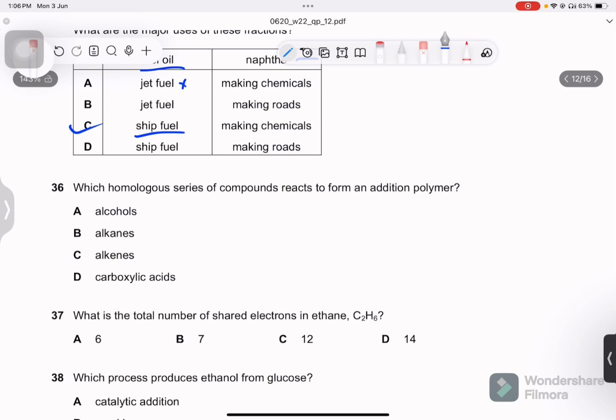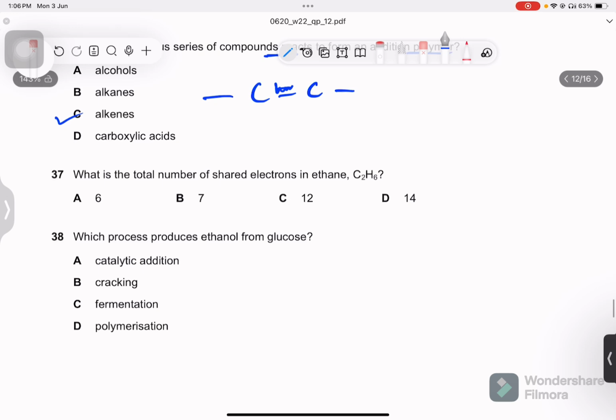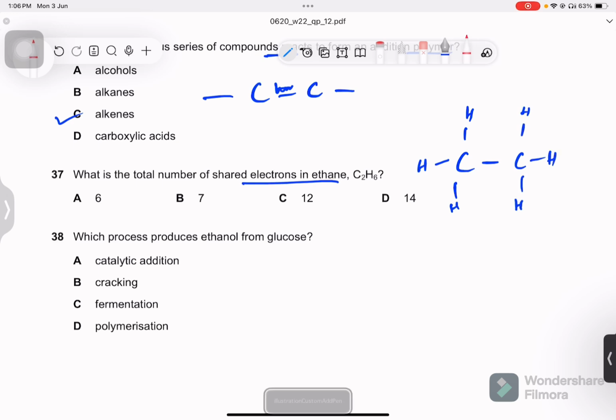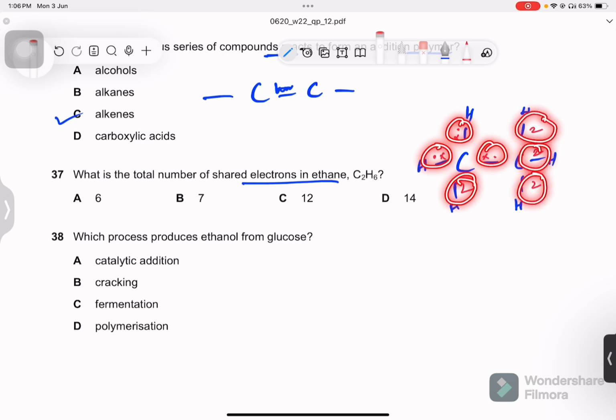Which homologous series of compounds react to form an addition polymer? This is alkenes. They have a carbon-carbon double bond. Addition polymer means this double bond is broken and they join together. Next, what is the total number of shared electrons in ethane? So we just draw the structure. C2H6. Total number of shared electrons means 2 over here, 2 over here, and basically 2, 2, 2, 2. So this makes it 2, 4, 6, 8, 10, 12, 14. So option D is correct.